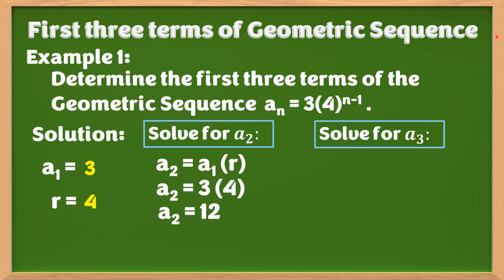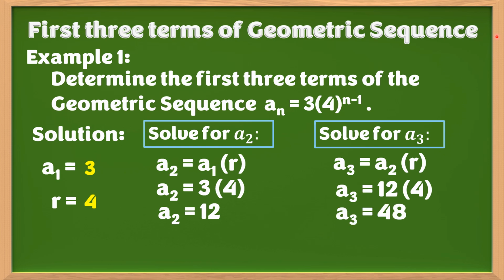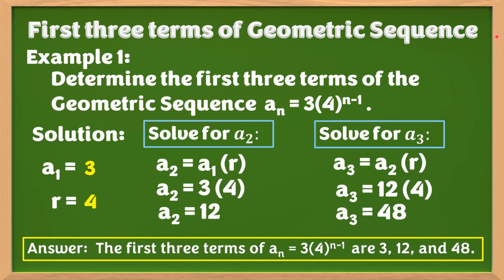Next, we're going to solve for the third term, or that is a sub 3. And a sub 3 is equal to a sub 2 times R. A sub 2 is 12, and the value of R is 4. So we have a sub 3 is equal to 12 times 4. 12 times 4 is equal to 48. So therefore, the first 3 terms of the geometric sequence a sub n equals 3 times 4 raised to n minus 1 are 3, 12, and 48.